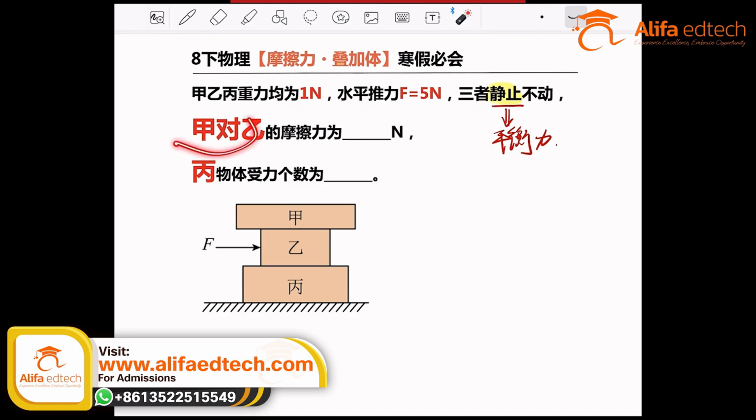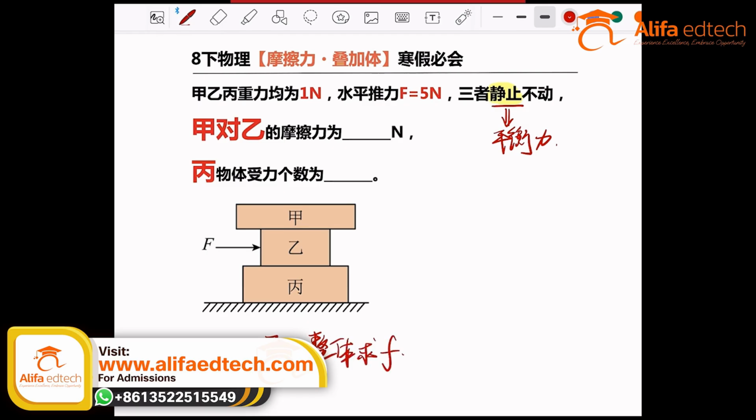Now let's look at the friction of A on B. On which surface does this friction occur? Isn't it this surface? For these kinds of problems, there's actually a little trick I can teach you. It's called finding friction by treating everything above the surface as a whole.